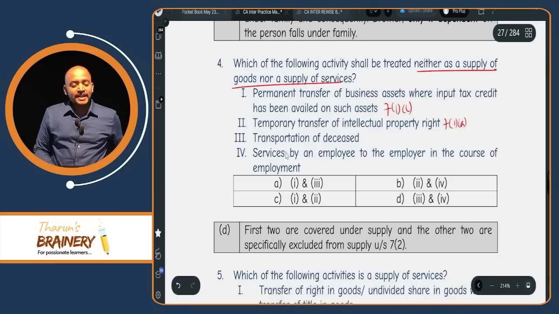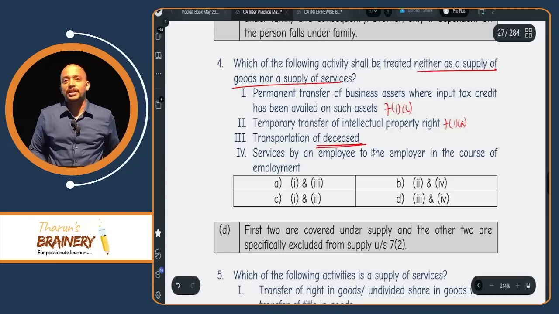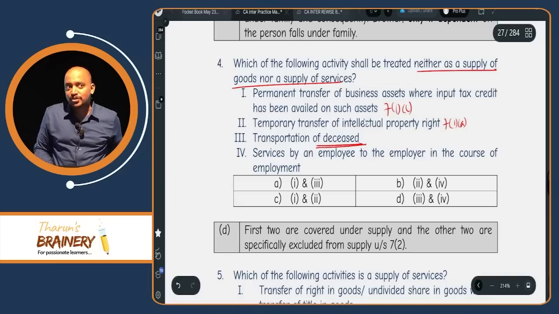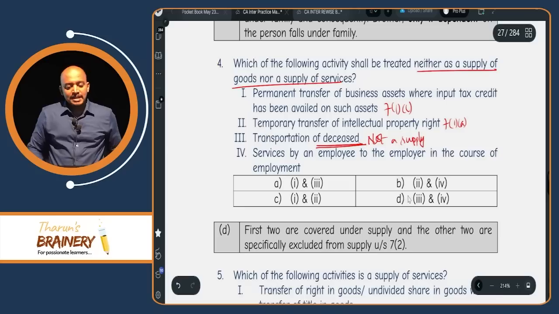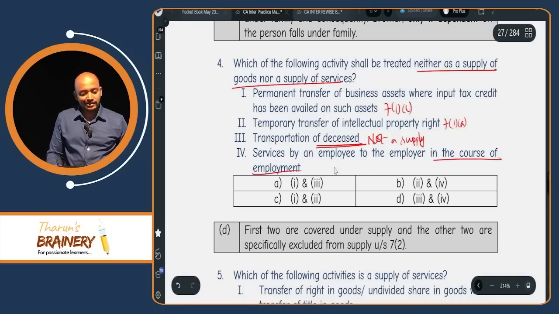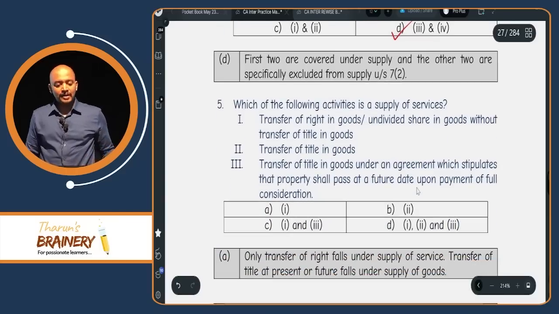Transportation of deceased. Deceased means dead body. So transportation of dead body is what? Excluded from supply. So not a supply. Service by employee to employer in the course of employment. Not a supply. So the question is, which of the following activities are neither supply of goods nor supply of service? 3 and 4. So option D is the answer.